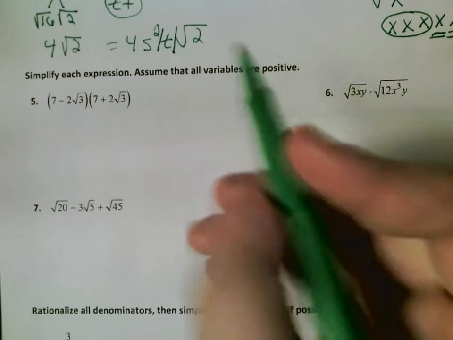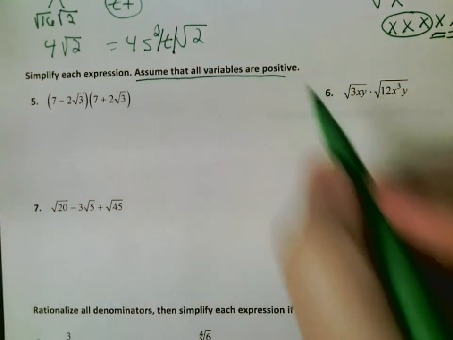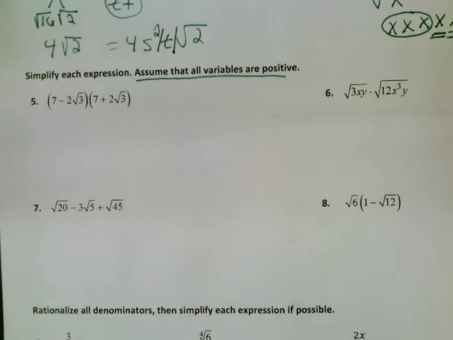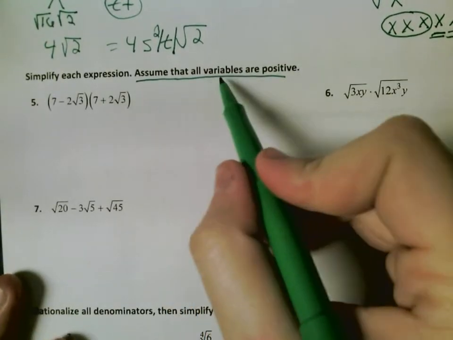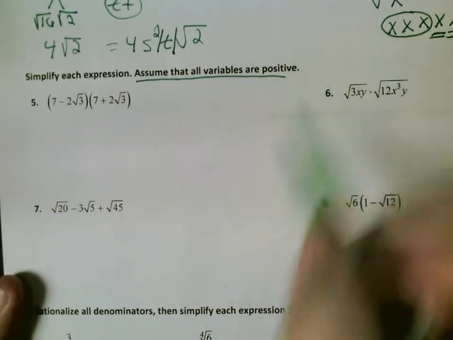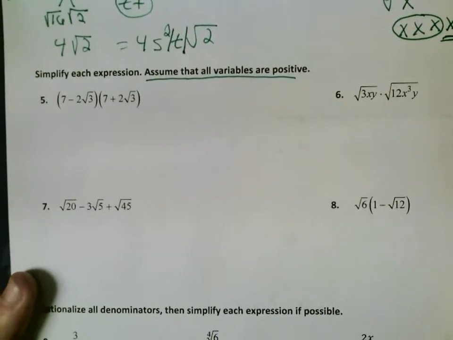This is a very important aspect, and if the directions do not say that, you're going to have to think about having those absolute values again. But the second it says assume all variables are positive, you don't have to worry about absolute values anymore. Just do the math, and that's going to be your answer.